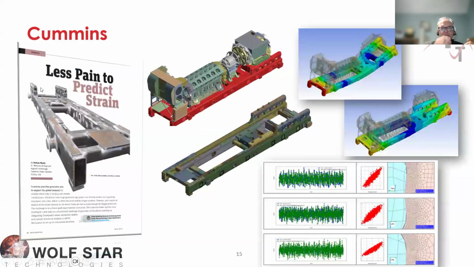So here's another example. This is Cummins. Cummins is a great user of ours, and they use it on a lot of applications. But one of the big applications they're using it on is their frames for their gen sets. And these gen sets are huge. They're about the size of a railroad car, and they have never been able to get good strain correlation and understand the dynamic responses of these frames until we came along. And they're a huge user of TrueLoad. They're using it constantly to understand their work.